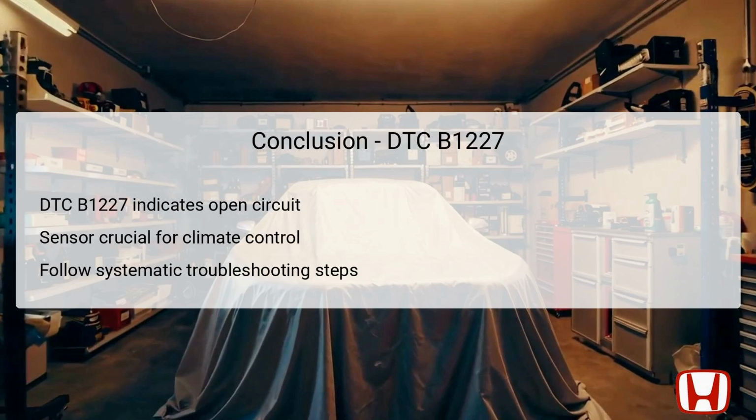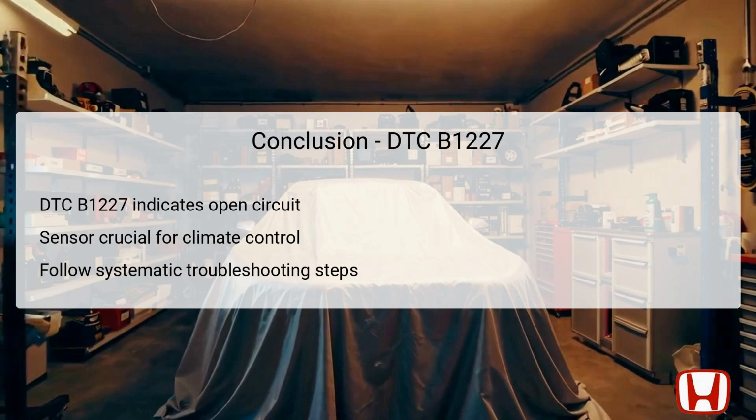In conclusion, the DTC B1227 signifies an open circuit in the outside air temperature sensor circuit of the Honda Civic from 2011 to 2015. The importance of the outside air temperature sensor cannot be overstated, as it directly influences the climate control system's ability to maintain comfortable conditions in the vehicle cabin. Following a systematic approach to troubleshooting, which includes verifying the sensor's operation, checking the wiring integrity, and replacing any faulty components, is essential for effective resolution.